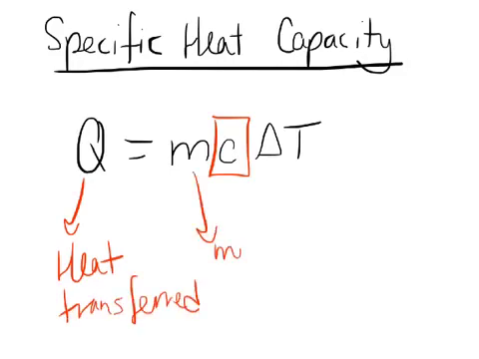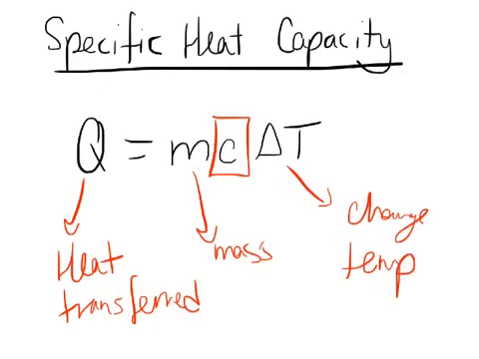M, we all know, is mass. And delta T is pretty obvious. It's the change in temperature. Okay, the change in temperature. So again, the specific heat itself is the value of C, and it's dependent upon the actual substance.